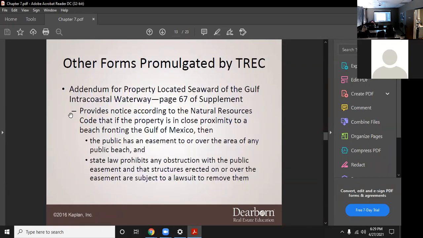All right, so the addendum for property located seaward of the Gulf Intercoastal Waterway. This is a fun one that, unless you live in Galveston or on any of the beaches down there or South Padre or whatever, you won't use ever. I know Justin said that he's been a broker for over a decade now and he's never used this form because he's never dealt with a house that's literally on the beach. This is only for properties that are on the beach.